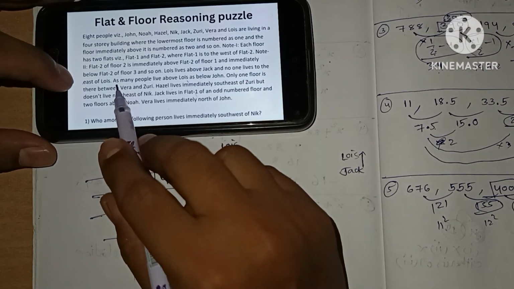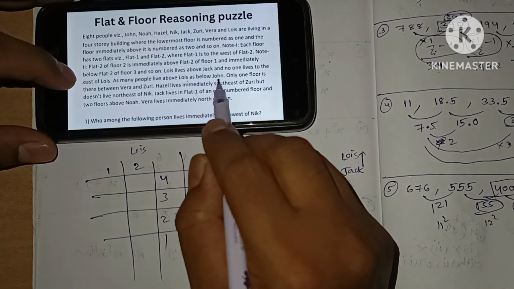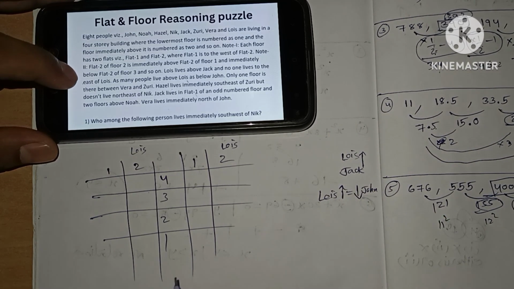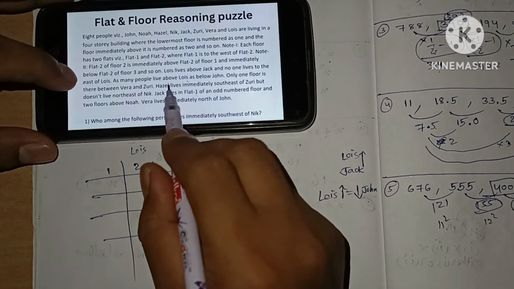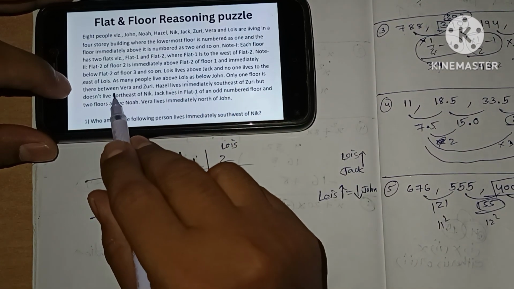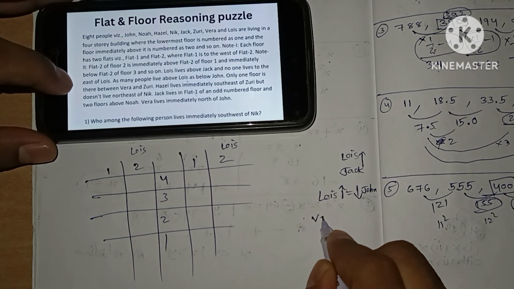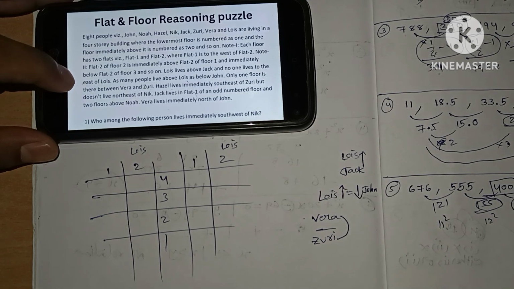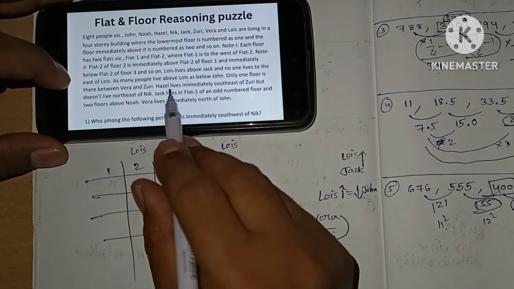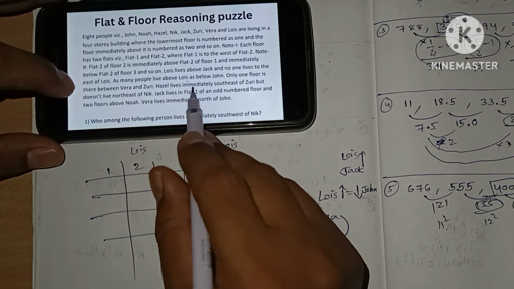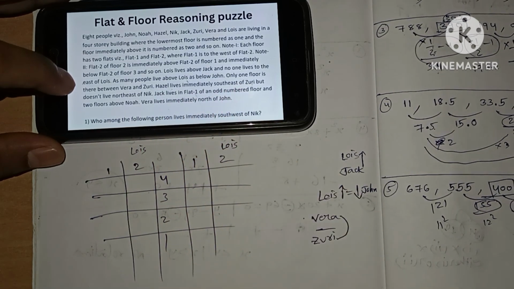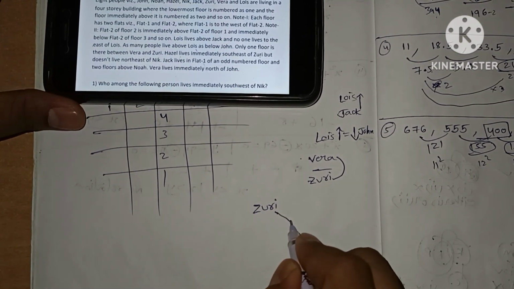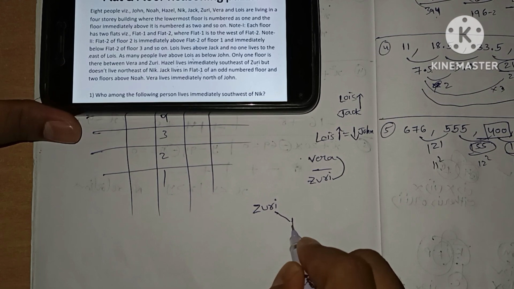Okay. Next, as many people live above Lois as below John. So above Lois is same as below John. This is also completed. Next one. Only one floor is there between Veera and Jury. Veera and Jury has only one floor in between them. Next one. Hazel lives immediately southeast of Jury. Southeast of Jury means this side. Immediate one is Hazel.